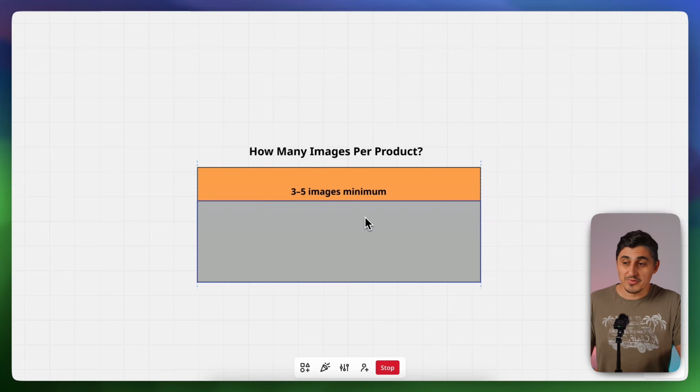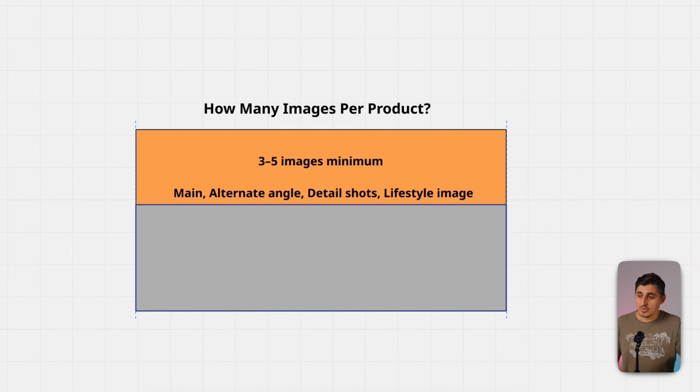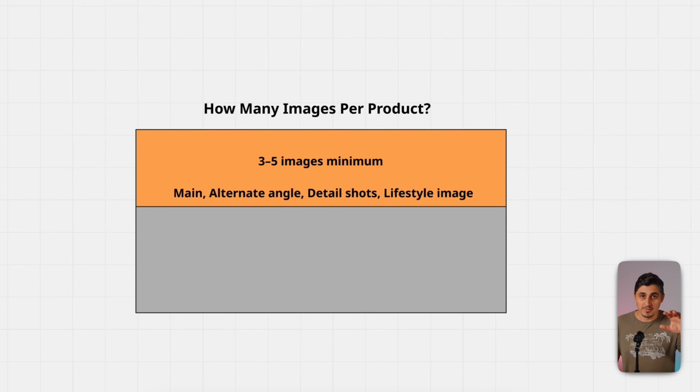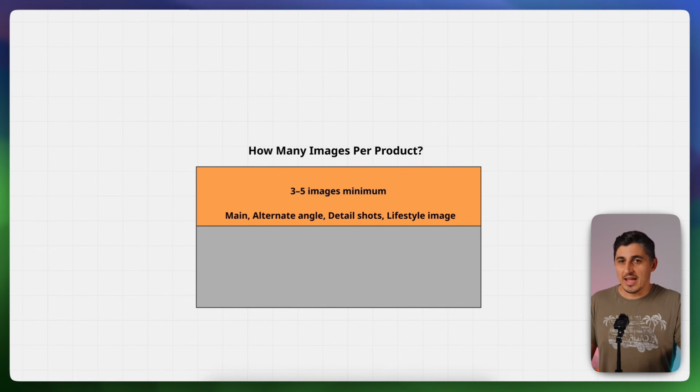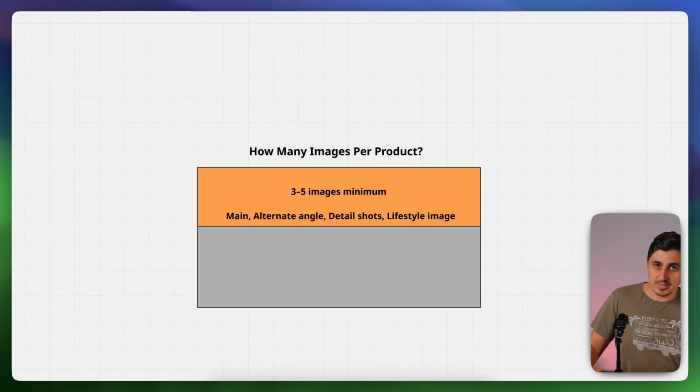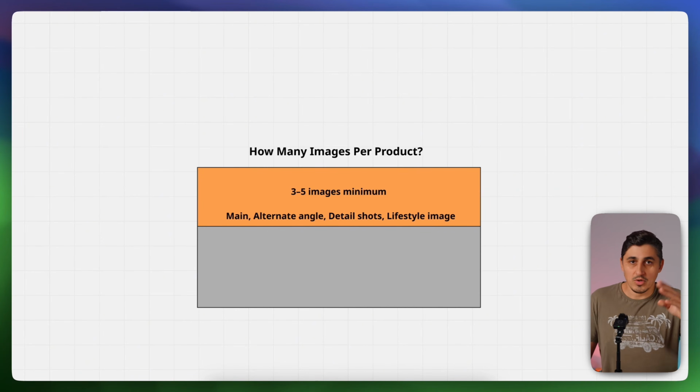You need 3 to 5 images minimum. And if you don't have 3 to 5, 1 is good, 2 is better, but 3 to 5 seems to be the magical number that answers most of the questions. And you need different images showing different things. So you're going to have a main image where you're going to feature your product. Then you're going to have an alternative angle from the side, from the back, from the top, depending on what you're selling. Then you're going to have detail shots.